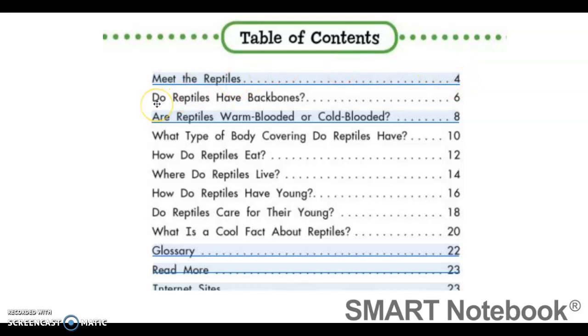Now, here's where our questions start. Do reptiles have backbones? And we know that's on page 6. Are reptiles warm-blooded or cold-blooded? On page 8. What type of body covering do reptiles have? Then I like these questions here. I feel like all animals will need this. How do reptiles eat? Where do reptiles live? These are all important. And if you notice, there's always a glossary and there's some more information here.